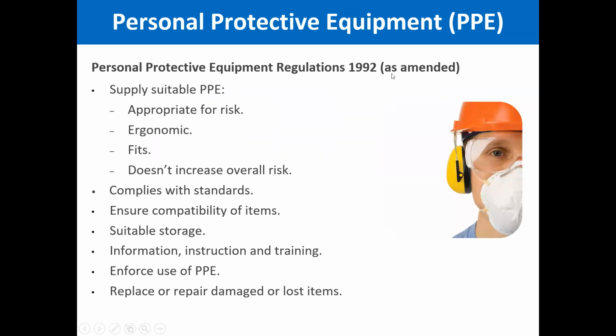Personal protective equipment, as I told you, PPE: there must be a suitable supply of PPE for the workers. The personal protective equipment you use, such as goggles, helmets, earplugs, earmuffs, masks, etc., all these are personal protective equipment. They must be appropriate for the risk. They must be ergonomic. They must fit properly, because if the PPE does not fit you properly, it is useless.